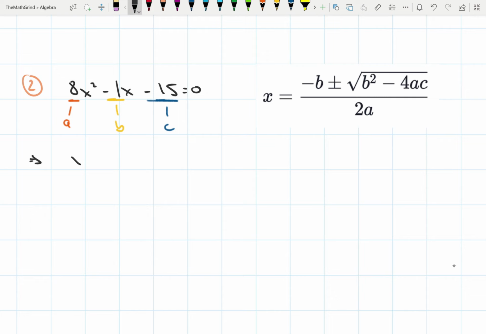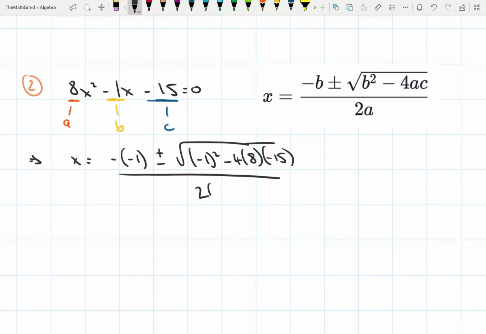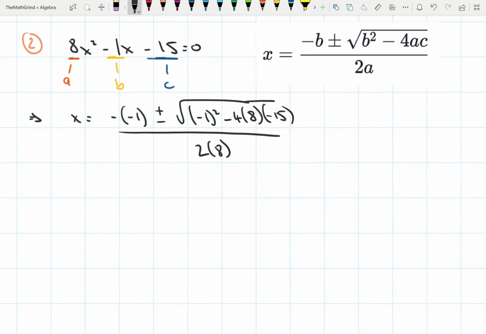Same as before, quickly go through the formula. It's going to be negative b, so it's going to be minus 1 plus or minus square root b squared, which is minus 1 squared, minus 4 times a, which is 8, times c, which is minus 15, all over 2 times a, which is 2 times 8. Okay, so whenever you do underneath the square root, you simplify that. Negative 1 will be plus 1, and it's plus or minus, and that's going to work out to be the root of 481, all over 16.